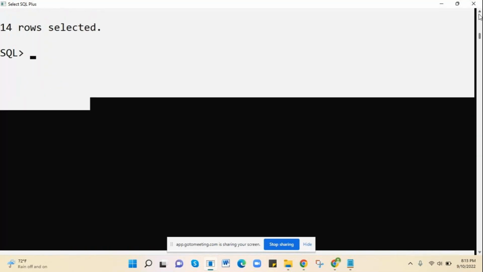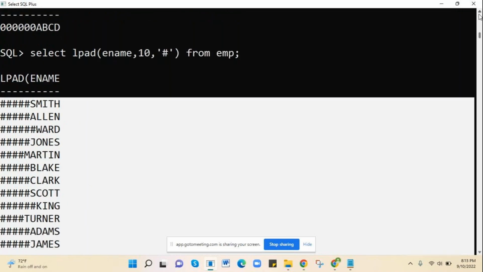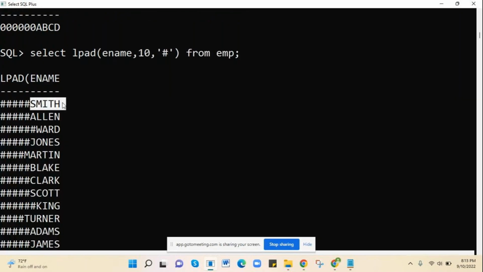Because it looks good to see. Okay. Smith 5 characters, remaining 5 characters are symbols. Ward 4 characters, remaining 6 characters. Martin 6 characters, remaining 4 characters. Like that. Okay?